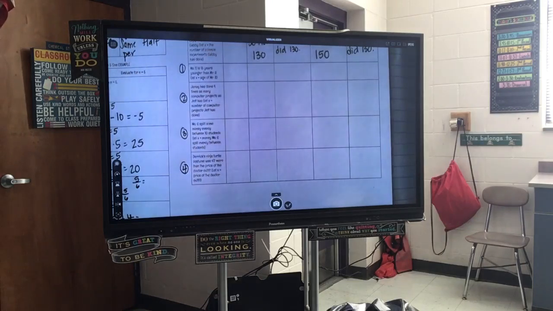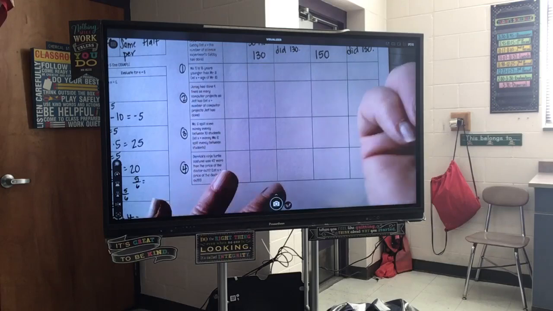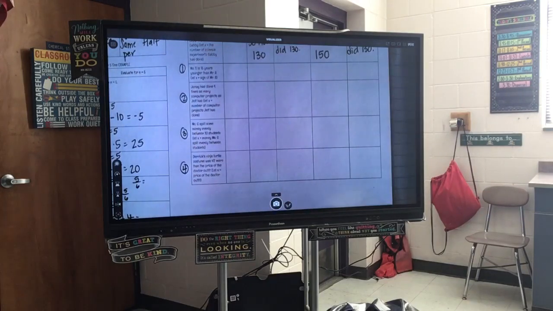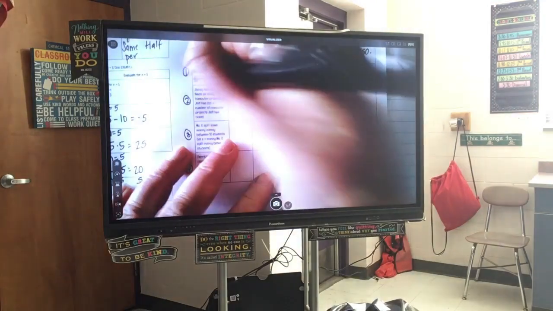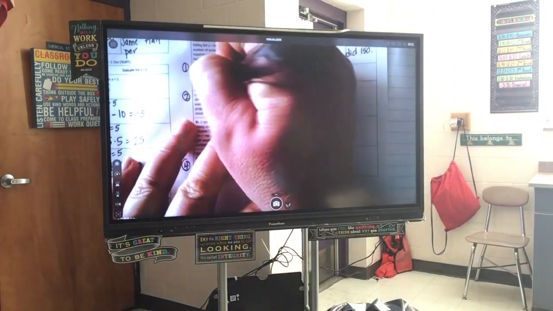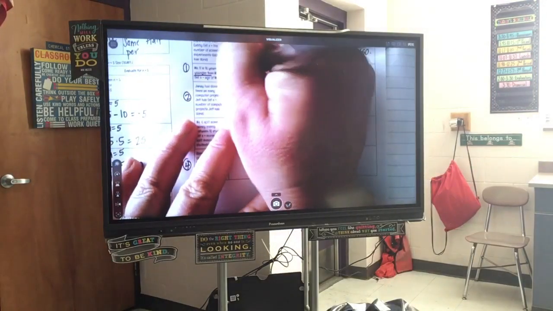So for the first one, Miss S is 15 years younger than Mr. B. Let x equal the age of Mr. B. So what is our expression going to look like? Zoe? X plus 50. Sure. Positive, because you have a keyword here, younger than. X minus 15. And then we know that x equals 30.